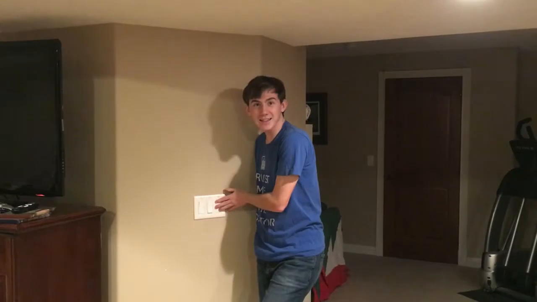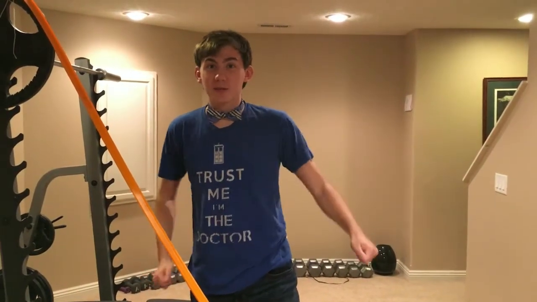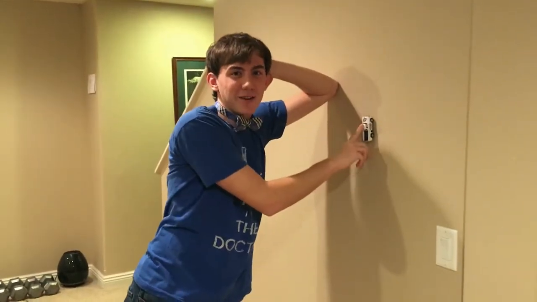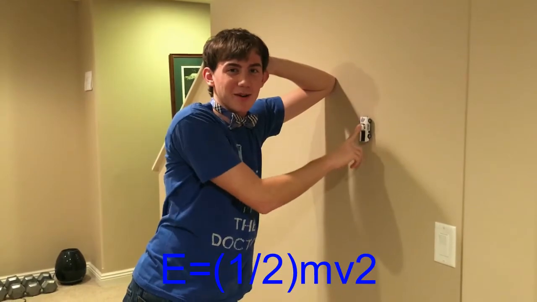There are three types of energy: potential energy, kinetic energy, and spring potential energy. The first kind of energy is kinetic energy, which is the energy of an object that's in motion. The equation for kinetic energy is 1/2 mass times velocity squared.